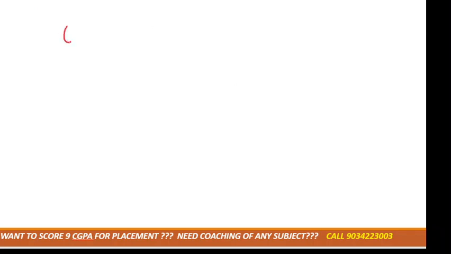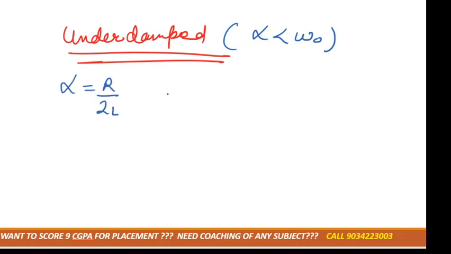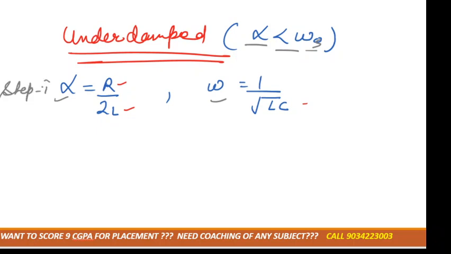Next is the another case, that is the case of underdamped. In case of underdamped, alpha is less than omega naught. As you know, alpha value is r by 2l, right? Omega naught value is 1 by root lc. So we know the value of r, l and c. We can calculate the value of alpha and omega. If alpha is less than omega, then that would be the case of underdamped. Clear? So that was step number 1 for the underdamped.